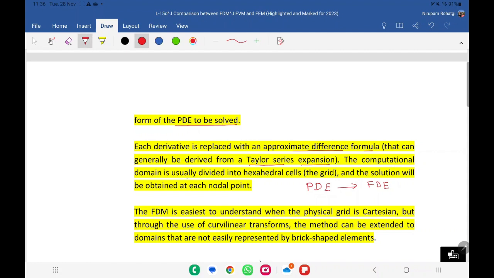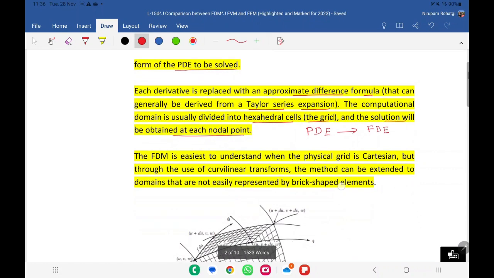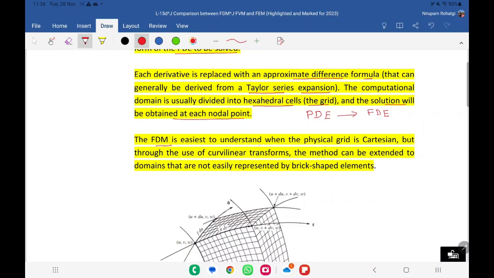The computational domain is usually divided into hexahedral cells, the grid, and the solution will be obtained at each nodal point. Again, we are saying the same thing. FDM techniques are good for structured grids, and each nodal point becomes the point where the value is stored. FDM is easiest to understand when the physical grid is Cartesian, which means x, y, z are all mutually perpendicular.